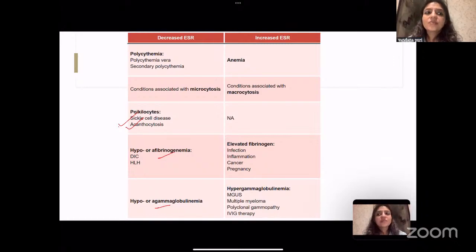This is one table which I want all of you to remember. Decreased ESR is typically seen in polycythemia, decreased fibrinogen and gamma globulins, and any shape change in the RBCs like spherocytes, sickle cells, acanthocytes. Only macrocytes have increased ESR. The rest of the shape changes will have decreased ESR. So that's another point that you should remember.